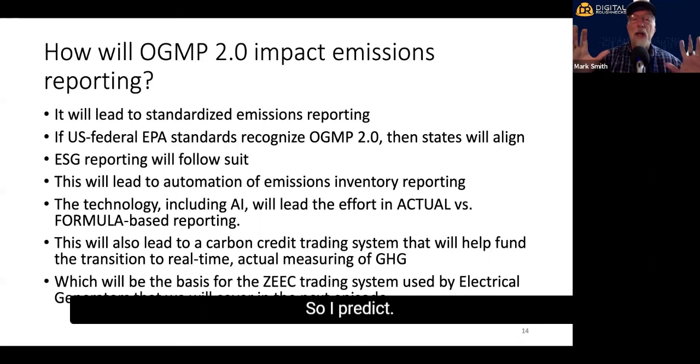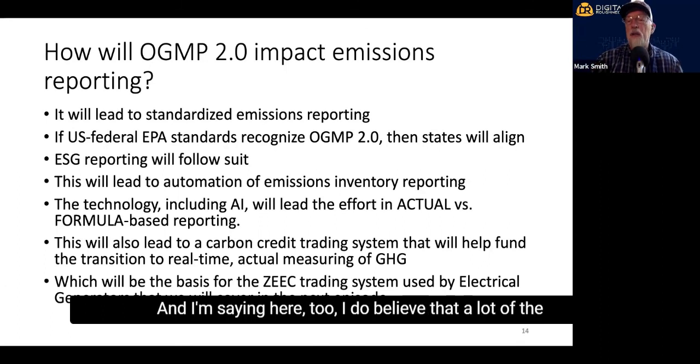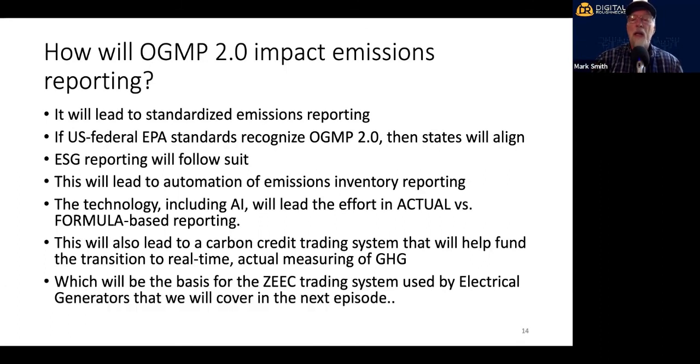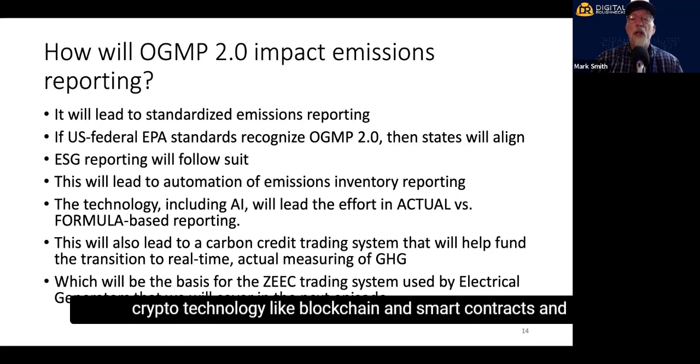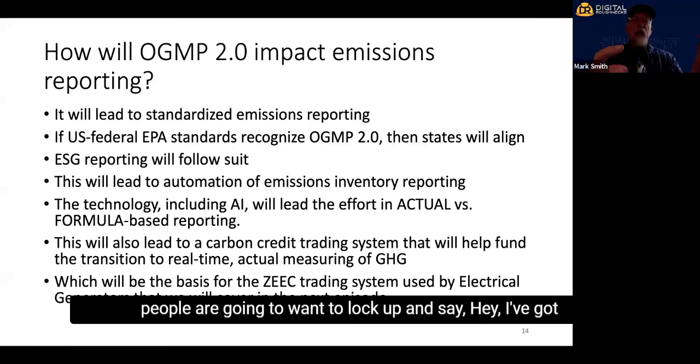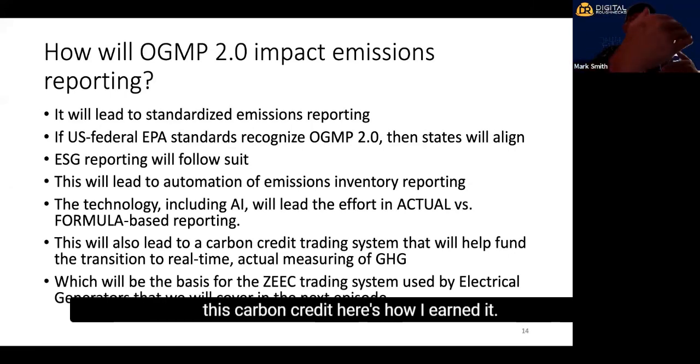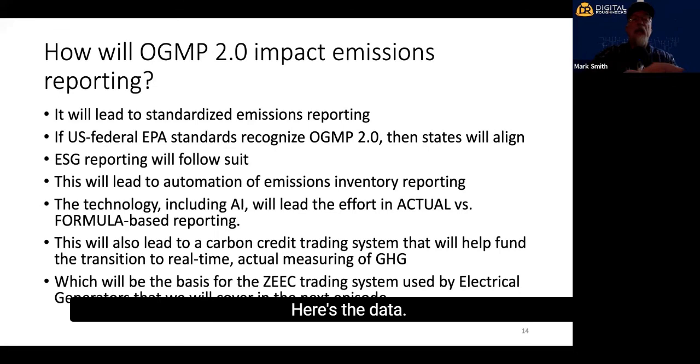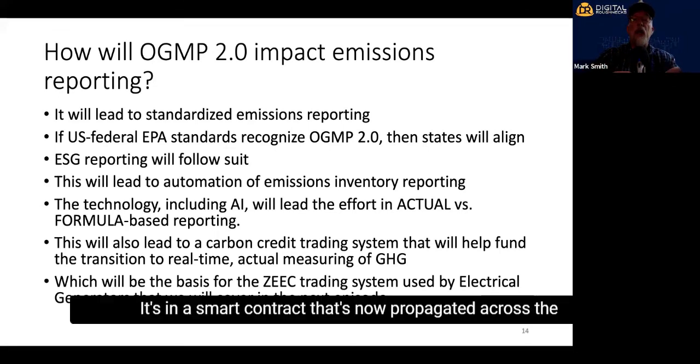So I predict, and I'm saying it here too, that a lot of the crypto technology, like blockchain and smart contracts and all this stuff, is going to enter into all this. Yeah, because people are going to want to lock up and say, hey, I've got this carbon credit. Here's how I earned it. Here's the data. It's in a smart contract that's now propagated across the blockchain.